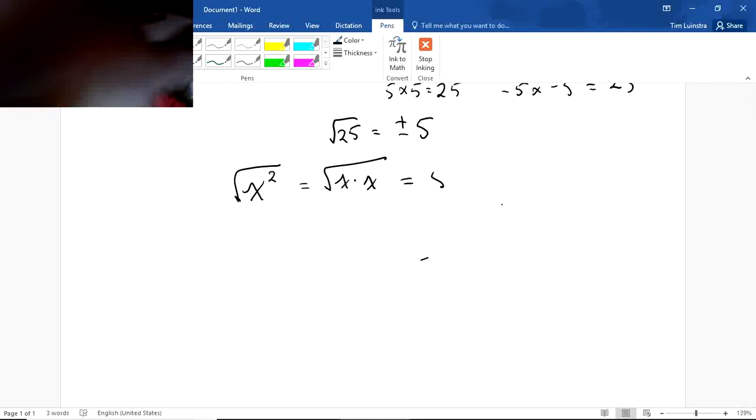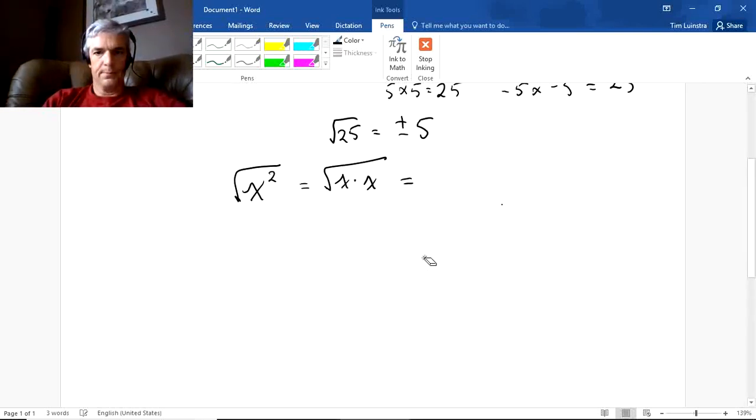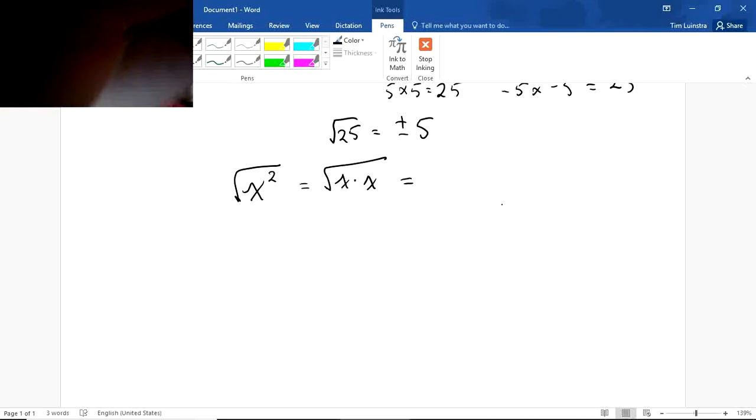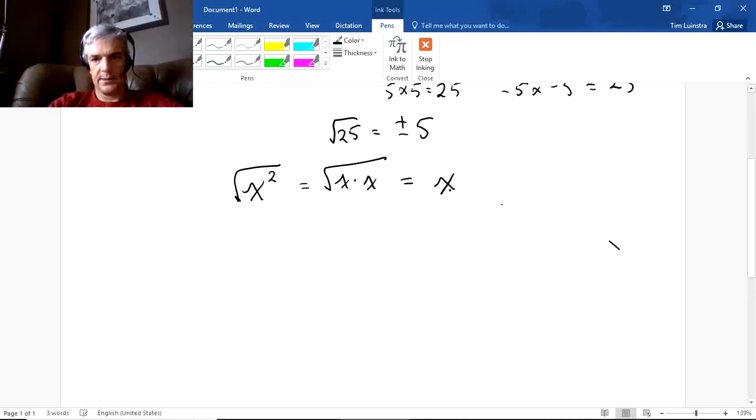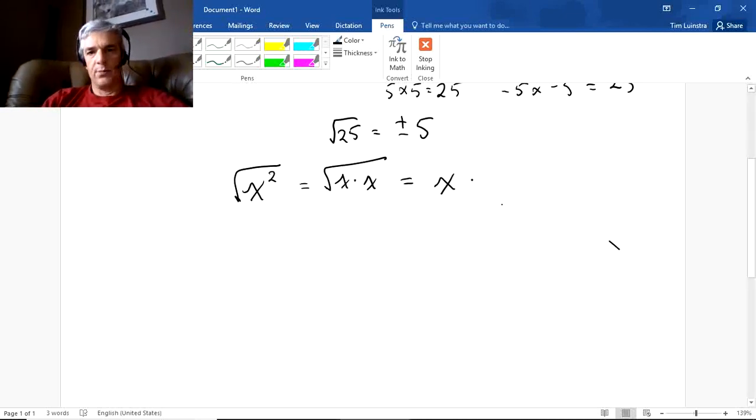Sorry, I just have to erase that. I make mistakes. Equals x, okay? Just like we did when we did 5. And so that essentially is how it operates.